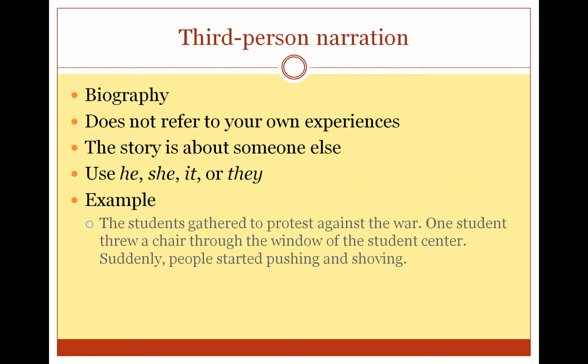It's a biography. So it's telling experiences that are not referring to your own. This story is going to be about somebody else. And so you would use he, she, it, or they when you're writing in third person. So basically you would be telling a story about someone else. So the students gathered to protest against the war. One student threw a chair through the window of the student center. Suddenly people started pushing and shoving. So this would be third person.